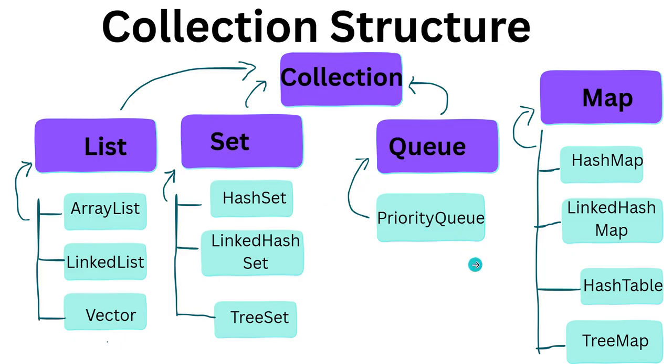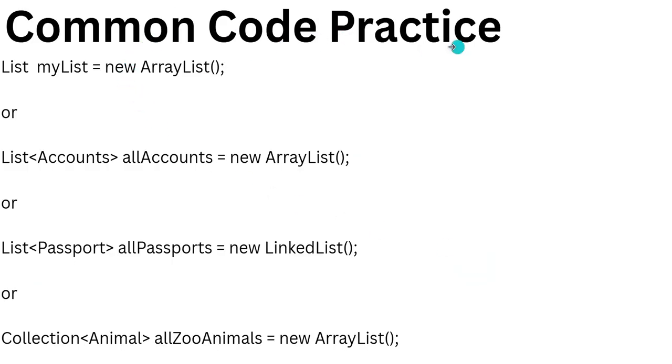So what would be the common practice? We can create an object such as List myList equals new ArrayList, or List of accounts equals new ArrayList, or list of passports, or collection of animals equals new ArrayList. These are all valid.